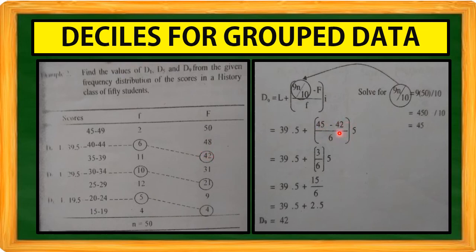And then the frequency that we used is the 6, since this is the frequency of the lower limit. So 39.5 plus 15 over 6, or 15 divided by 6, is equal to 39.5 plus 2.5. This D9 is equal to 42.